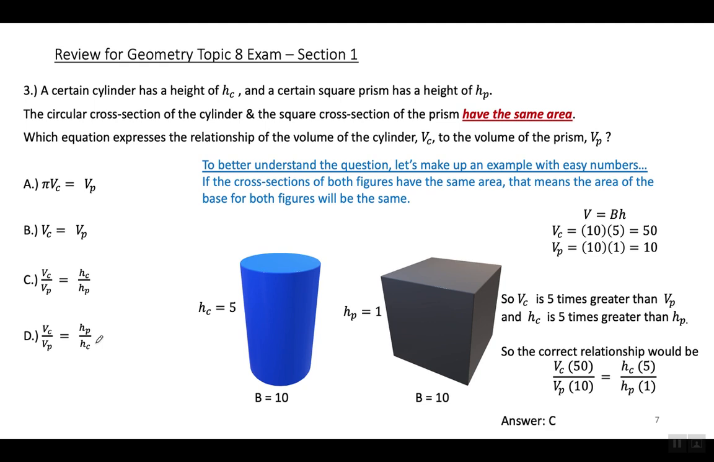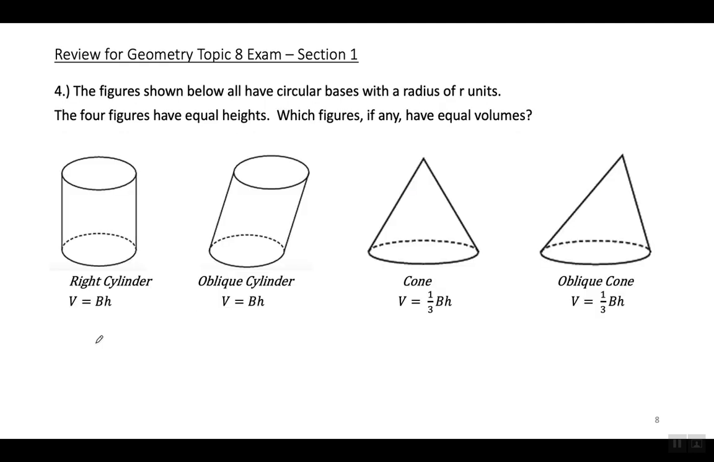All right, let's move on to question number 4. The figures shown below all have circular bases with a radius of r units, okay? Basically, that means that they all have the same radius. Not that it's really important right now, I guess it does matter, okay? They all have the same radius because it says they all have a radius of r units. The 4 figures have equal heights. Which figures, if any, have equal volumes?